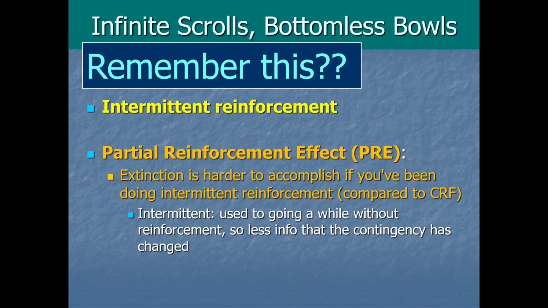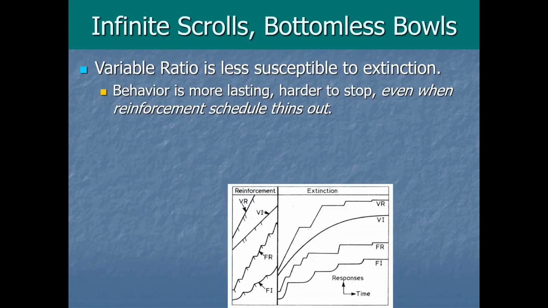Now, remember back to when we talked about intermittent reinforcement. We discovered that partial reinforcement effect, where behavior really sticks around more and is harder to extinguish when it's been reinforced intermittently, unpredictably, rather than every time you do the behavior. So the laboratory data in rats and pigeons and all of us humans consistently shows that variable ratio schedules are less susceptible to extinction. So the behavior is more long-lasting, it's harder to stop, even when the reinforcement schedule thins out.